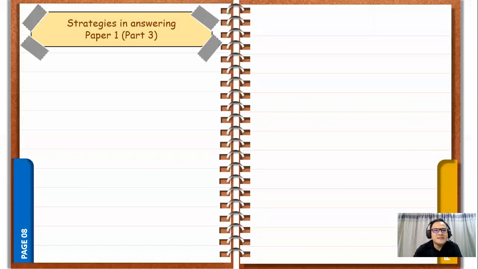I will discuss some of the strategies that you can use in answering part 3, and of course, these strategies can be applied to answer other parts in paper 1 as well. Number 1, plan your time. This is important to make sure that you are able to go through the paper and the rest of the questions. You should set aside some time for tough or challenging questions. And most importantly, make sure that you have the time to check all of your answers.